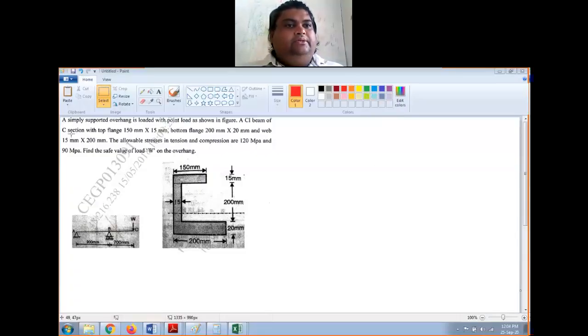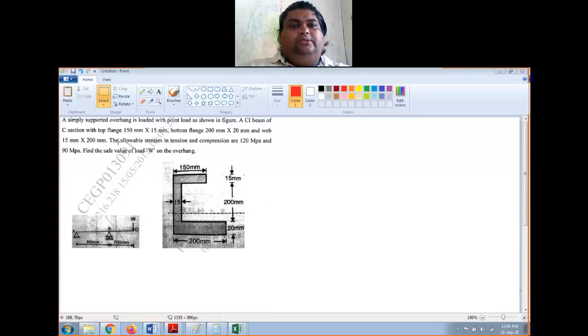Okay, the numerical is a simply supported overhanging beam loaded with a point load as shown in the figure. A cast iron beam of C section with top flange 150 mm by 15 mm, that is this portion, 150 by 15. Bottom flange of 200 mm by 20 mm, that is this one, and a web of 15 mm by 200 mm, that is this vertical portion, which is called the web.